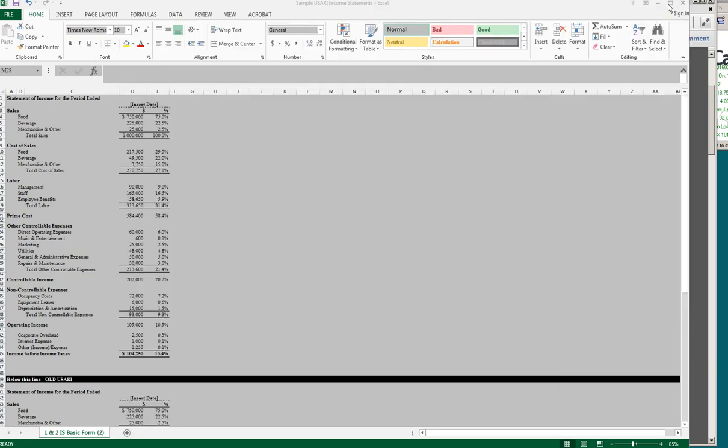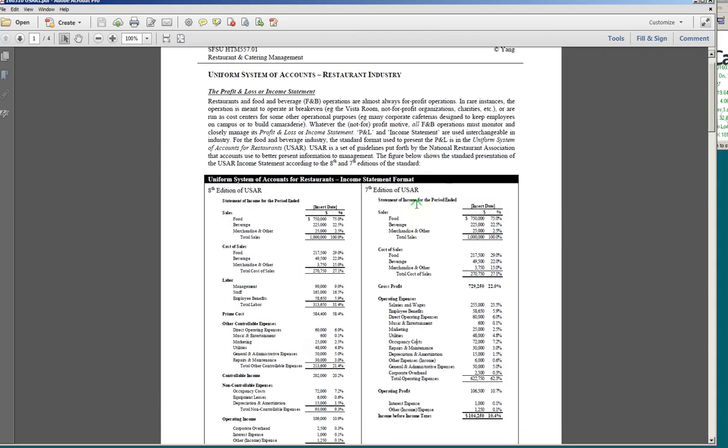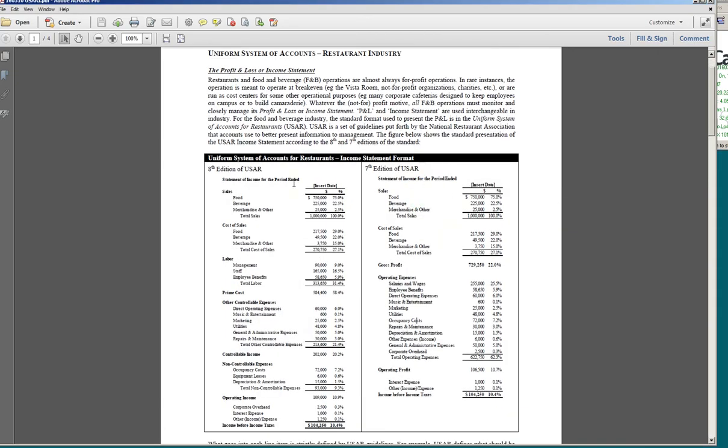Okay, so when you open up your lecture notes, you get this. Now, the Uniform System of Accounts is just a set of standards and rules put out by the National Restaurant Association, making recommendations on how food and beverage operations and restaurants should be reporting their financial statements. Most key of which is the profit and loss statement, or what most people commonly refer to as the income statement. And that's what we're going to be talking about first.